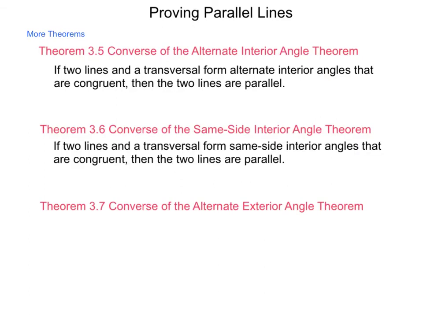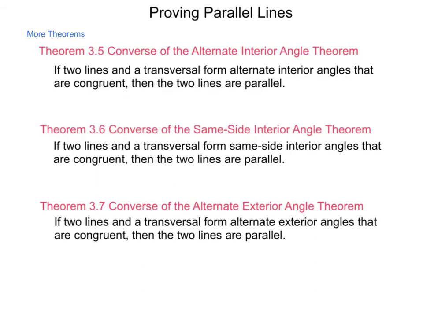theorem. If two lines and a transversal form same side interior angles that are congruent, then the two lines are parallel. And last, the converse of the alternate exterior angle theorem. If two lines and a transversal form alternate exterior angles that are congruent, then the two lines are parallel. Going with these, we can reverse a lot of the work that we did in the previous lesson and apply the ideas here in the new. So let's take a little look of how we might be able to do that.